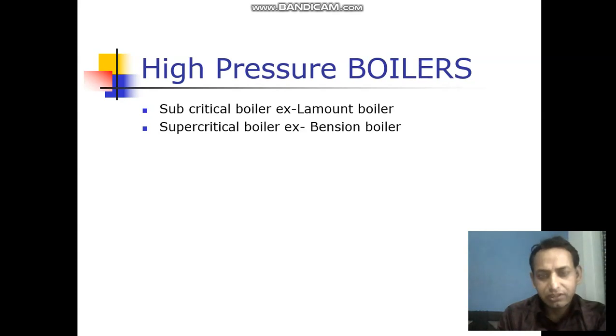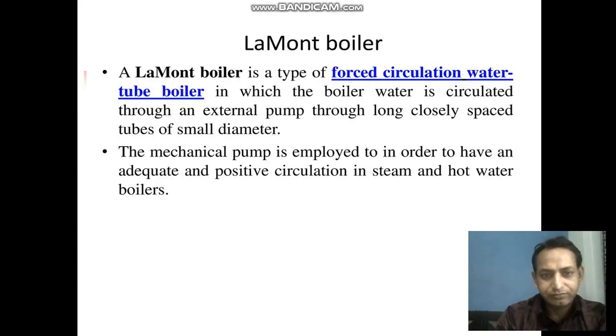Subcritical boilers are those boilers in which the boiler pressure is below the critical pressure, that is 221 bar, and supercritical boilers are those boilers in which the pressure inside the boiler drum is above the critical pressure of 221 bar. An example of the subcritical boiler is the LaMont boiler, and of the supercritical boiler is the Benson boiler. We will discuss them one by one.